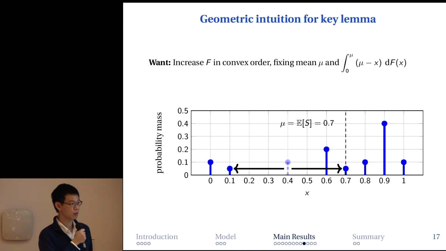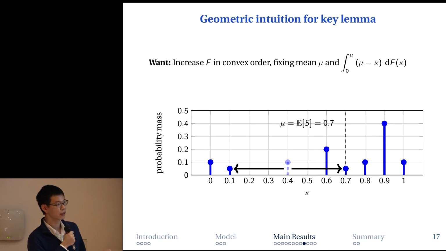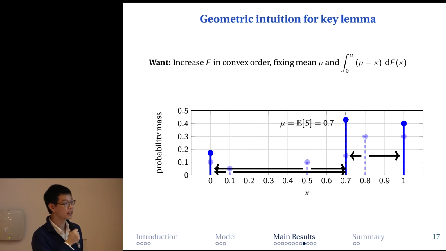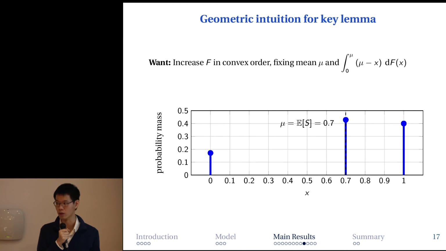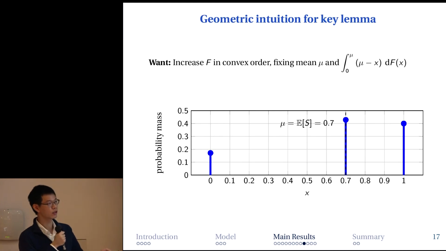So we can repeat this procedure. Here I've taken the point mass at 0.4, dragged it apart, and stopped here because one of the pieces has hit 0.7. And we can repeat this indefinitely. And in the limit, we'll get a 3-point distribution. And so this geometric picture tells you why you can restrict attention to just 3-point distributions concentrated at the boundaries 0, mu, and 1.